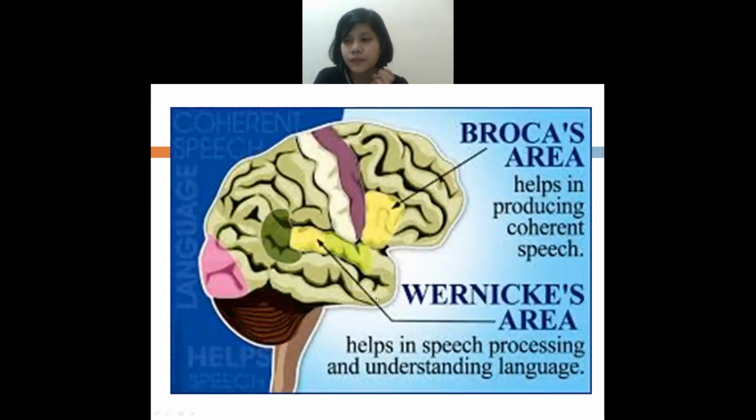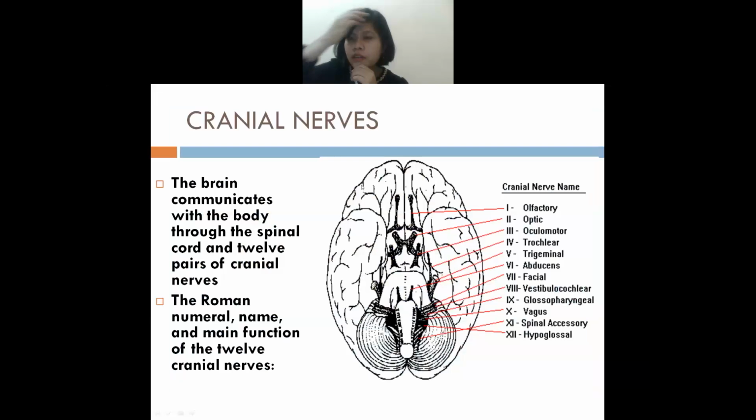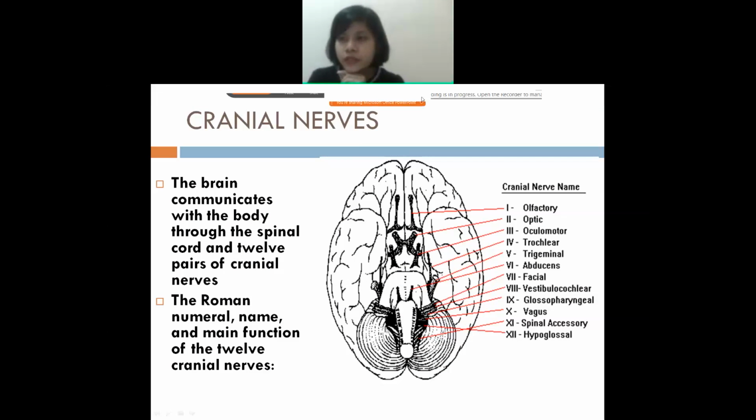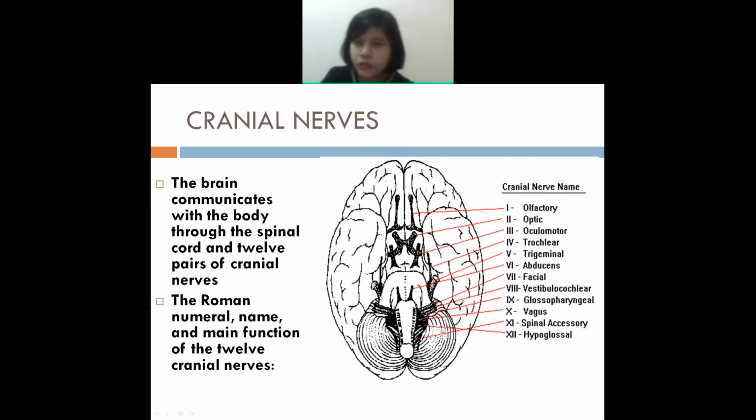So I was discussing this one, Broca's area, which lies at the front, and Wernicke's area which lies at the temporal. So it's this. Okay. Next is cranial nerves. So what is this cranial nerve? What do they do? The brain communicates with your body through where? Through the spinal cord and 12 pairs of cranial nerves. You have got 12 pairs of cranial nerves. So the brain will communicate with your body through the spinal cord and the 12 pairs of cranial nerves.